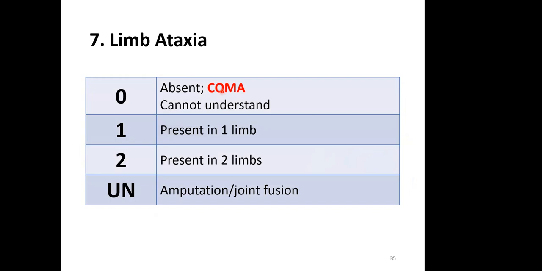If the patient is comatose, this is the special one. If the patient is comatose, then you score 0. If the patient cannot understand you, you also score 0. This is the item that you only score when it is definitely present. Ataxia, you only give a mark if it is definitely present. So if the patient is comatose, you cannot test for ataxia, so you score 0. If present in one limb, you score 1. Present in two limbs, you score 2.